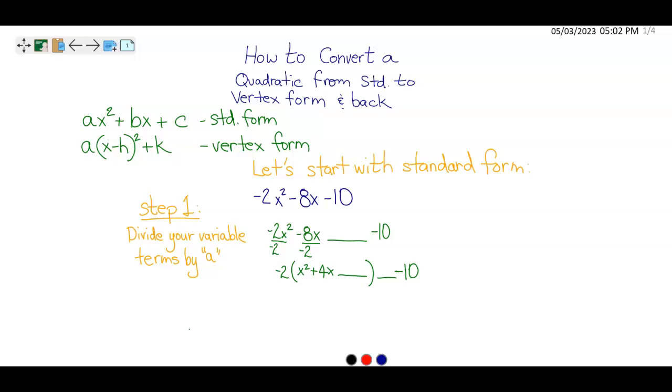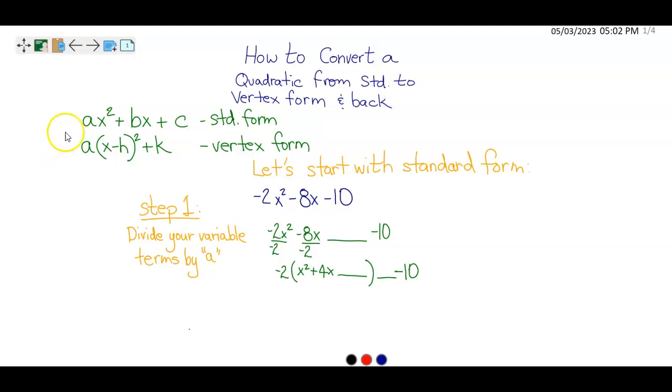Hello, Algebra 1 students. In this video, we are going to see how to convert a quadratic expression from standard to vertex form and back. This part is going from standard form to vertex form.